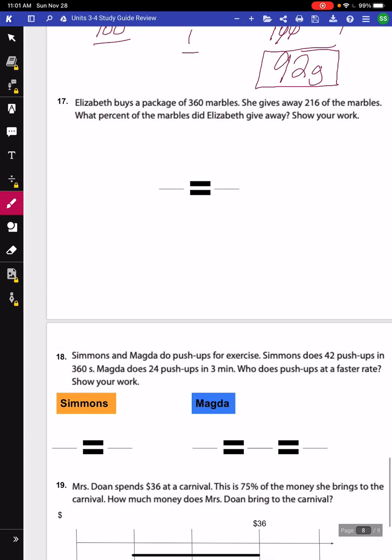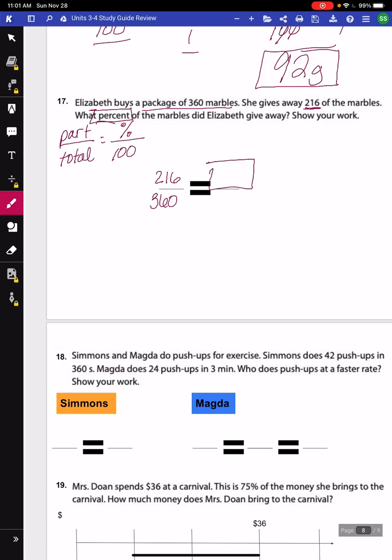Moving on to number 17, Elizabeth buys a package of 360 marbles. She gives away 216 of the marbles. What percent of the marbles did she give away? So, if we're looking at part to total equals percent over 100. She buys a package of 360 marbles. Well, that's going to be our total. She gives away 216. And we want to know what percent.